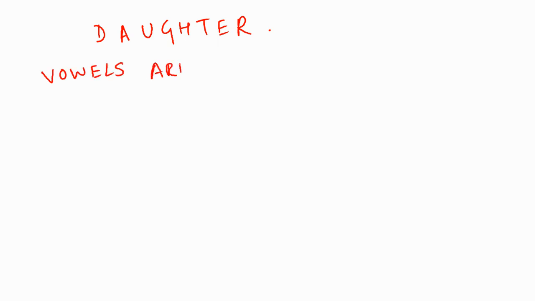So let's say we have another example. Let's say we have this word, daughter. Find the number of ways the 8-letter word daughter can be arranged so that the vowels are together.